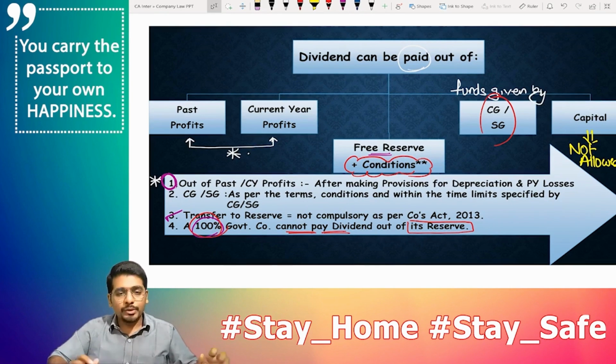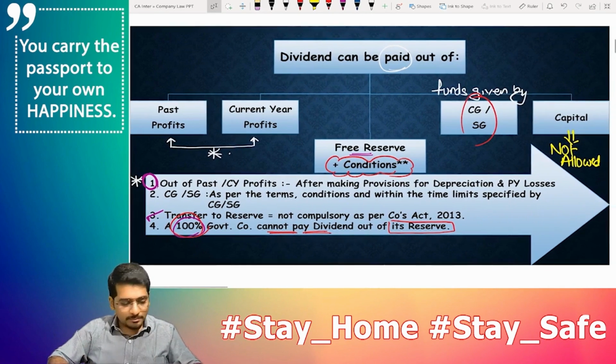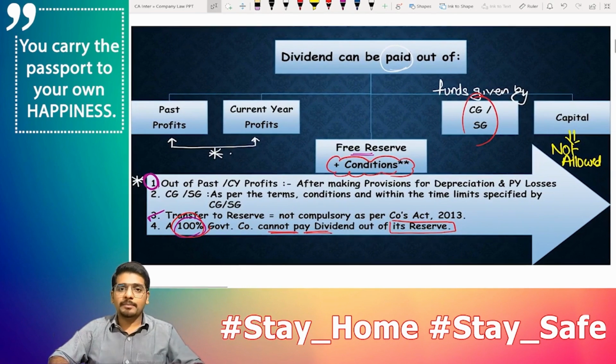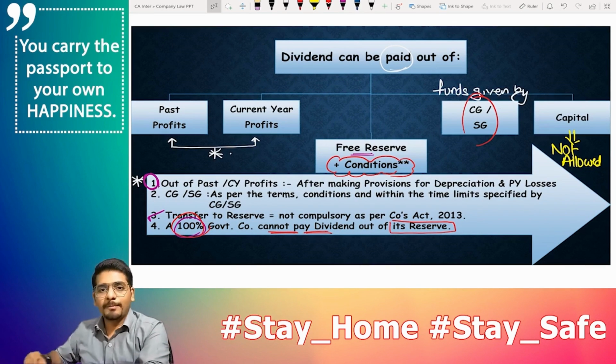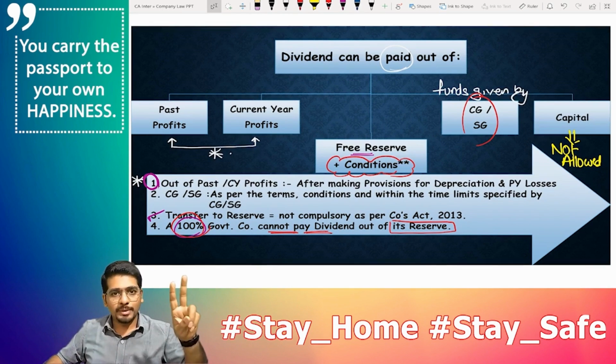Right? So I'll tell you the 4 conditions. Before that, make a note of this entire diagram in your notes, please. Yes. Make a note of this entire diagram in your notes, and then we shall proceed. I'll give you 2 minutes.